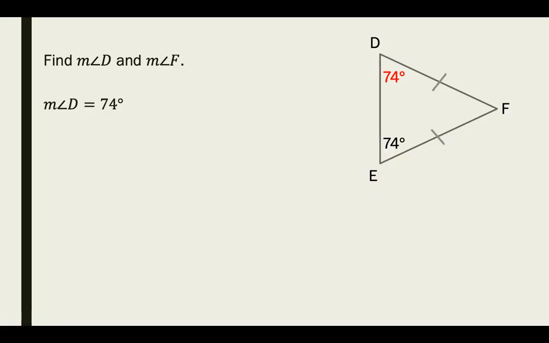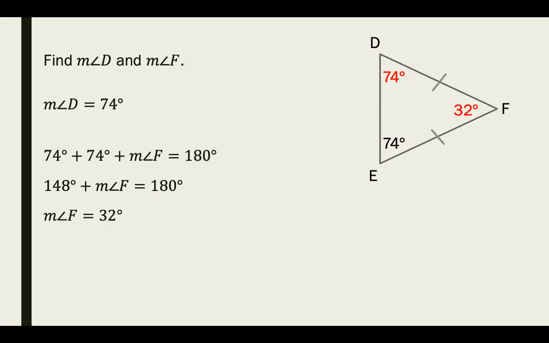All right, now that we have two out of the three angles of a triangle, we can find the third by using the triangle angle sum theorem that we learned earlier on in Chapter 4, which tells us that the three angles must add up to 180 degrees. And then we just have an equation that we can solve for x. 74 plus 74 is 148. Subtracting 148 from each side gives us 32 degrees for angle F. All right, let's look at one more example of this.